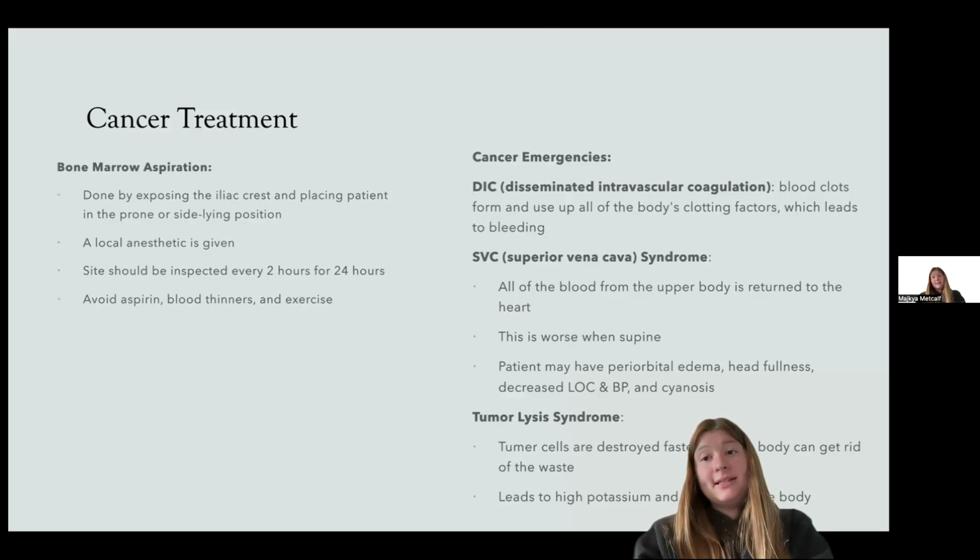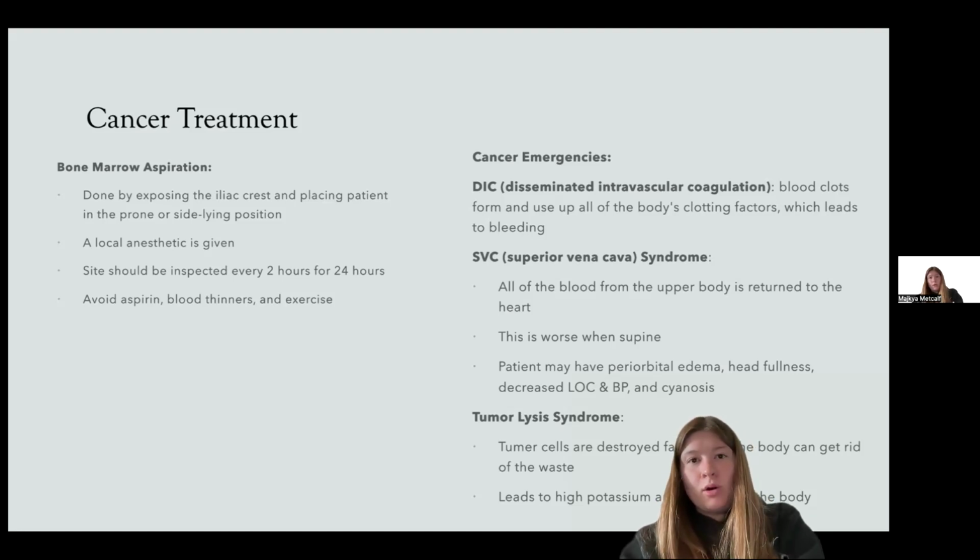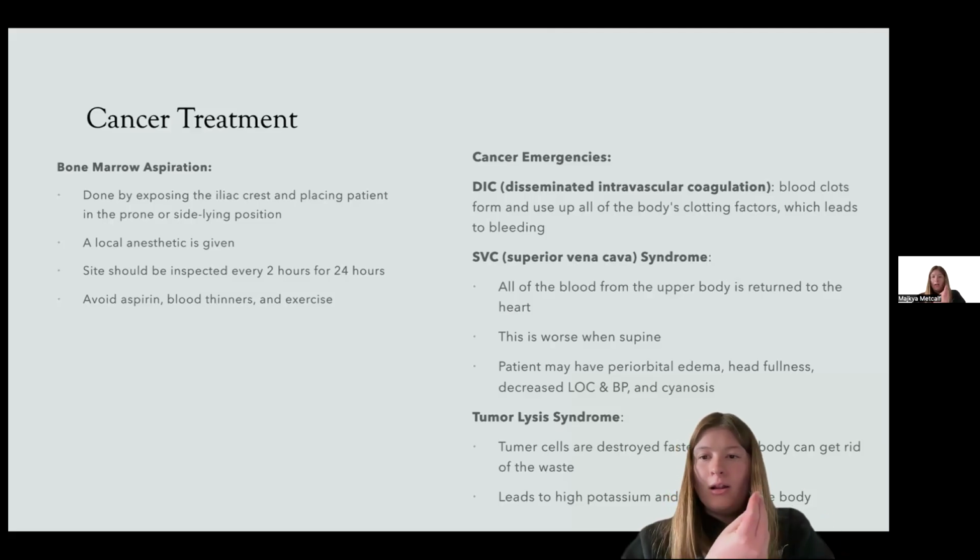Some emergencies that you might see in patients with cancer. The first one is DIC, or disseminated intravascular coagulation. In DIC, blood clots are forming, and that actually sucks up all of the body's clotting factors, and so the patient's at very high risk for bleeding.